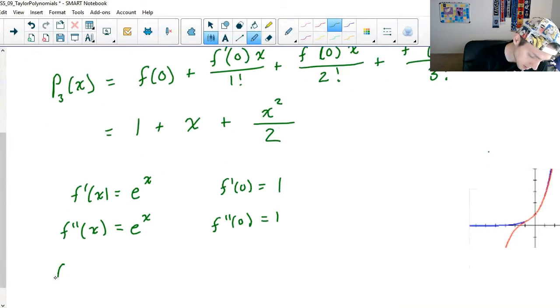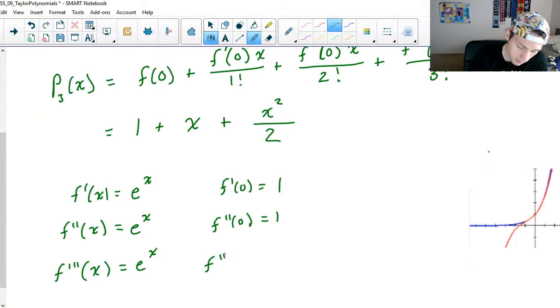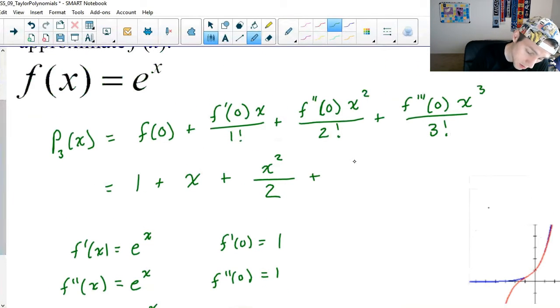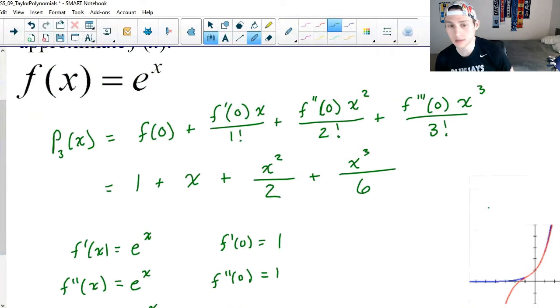And then lastly, I probably just know this, but I'm going to write it out to show explicitly what we're doing. The third derivative is again e to the x. So f triple prime of 0 is still just 1. So we have 1 times x cubed divided by 3 factorial. 3 times 2 times 1 is 6.